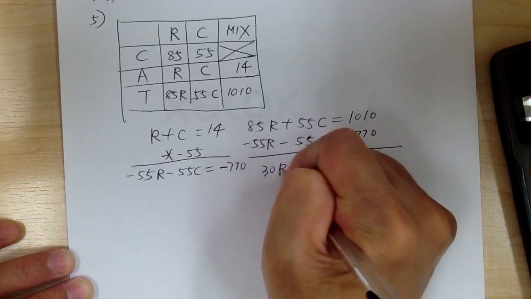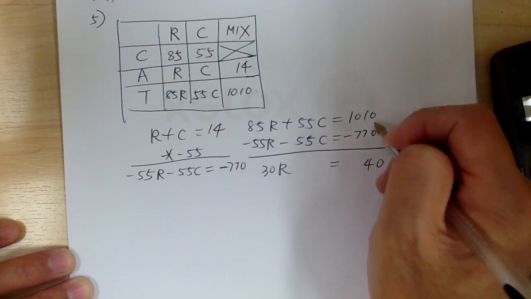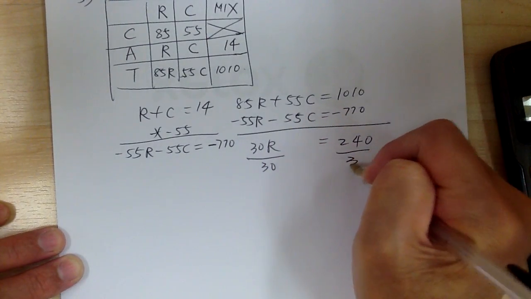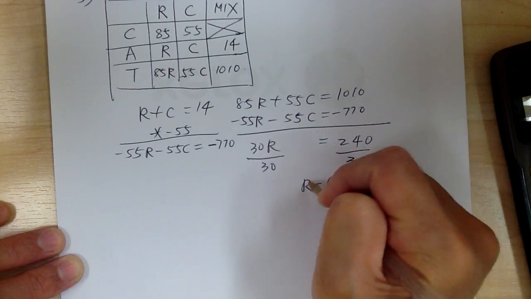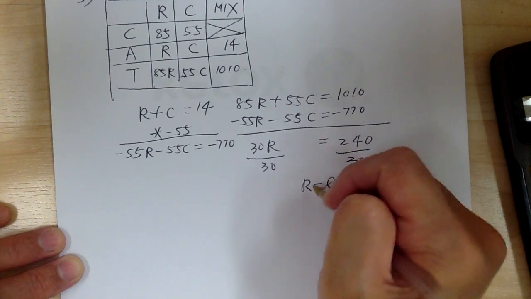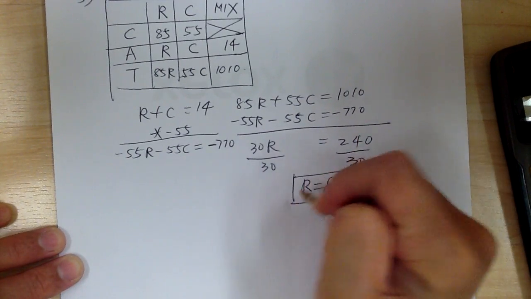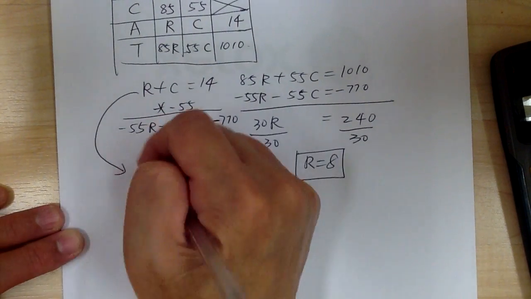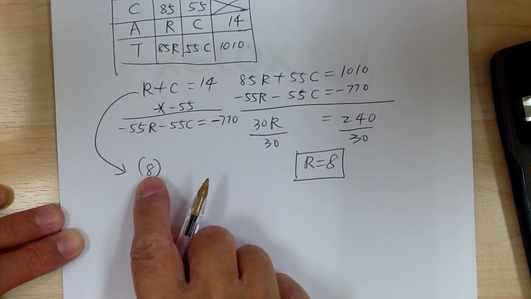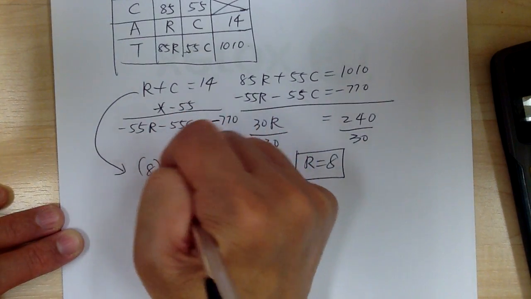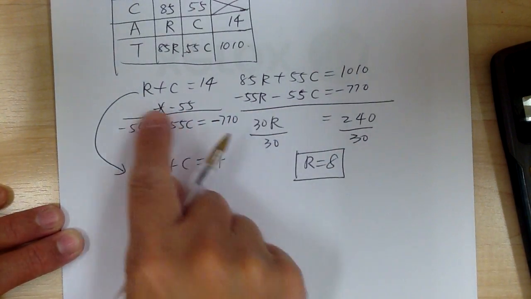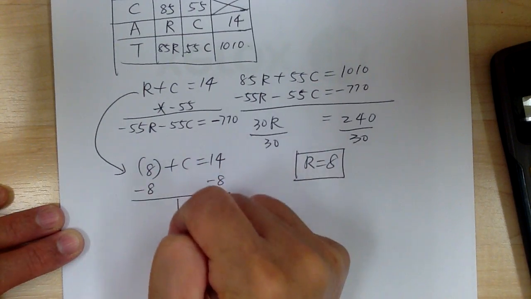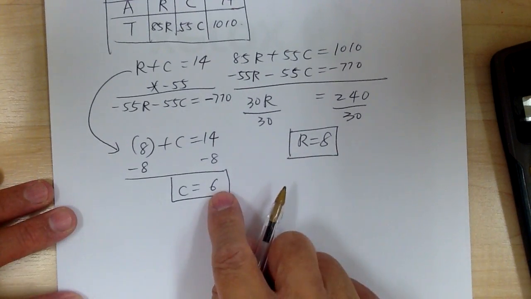So you get 30R equal to 240, divided by 30, divided by 30. So R equal to 8. So this one does not mean it, they're just 8 roses. Now to get carnation, you use this equation. Again, this is the easiest equation. So you get 8. Whatever you substitute, put it in parentheses so you know what is being substituted. And then from there, you minus 8 on both sides. So carnation equal to 6. So there are 8 roses and 6 carnations.